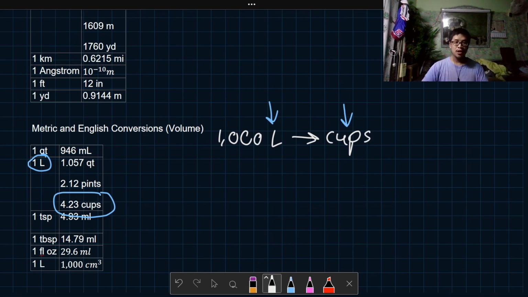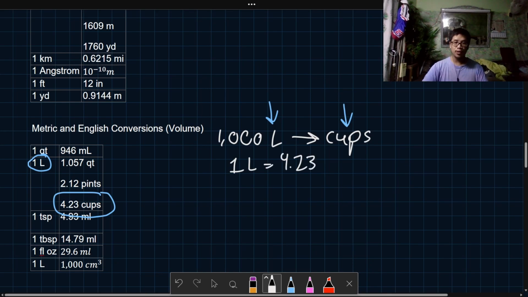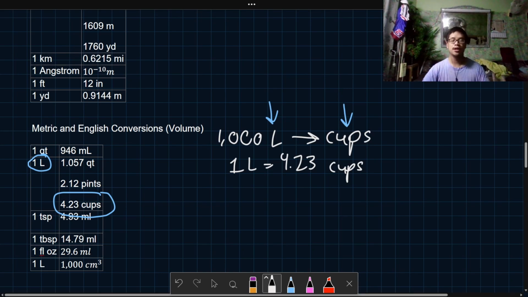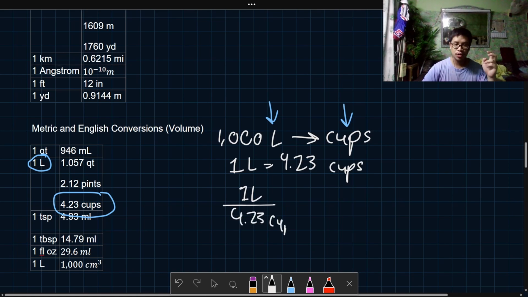So with that, we will use this equivalent. 1 liter is equivalent to 4.23 cups. Okay, so now what are we going to do? Dimensional analysis. Okay, so pick two fractions. Either 1 liter all over 4.23 cups, or 4.23 cups all over 1 liter.